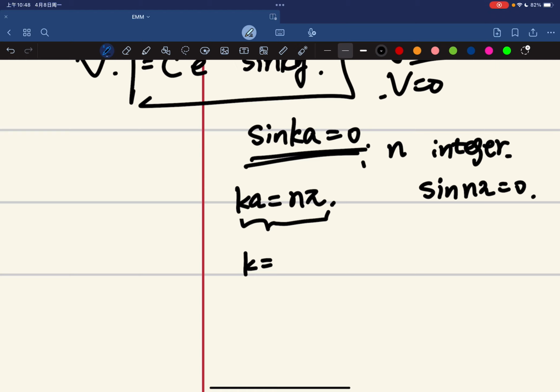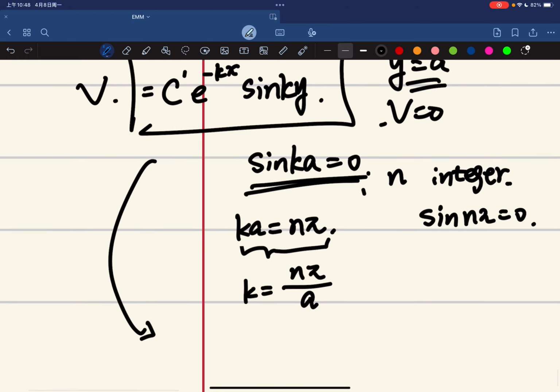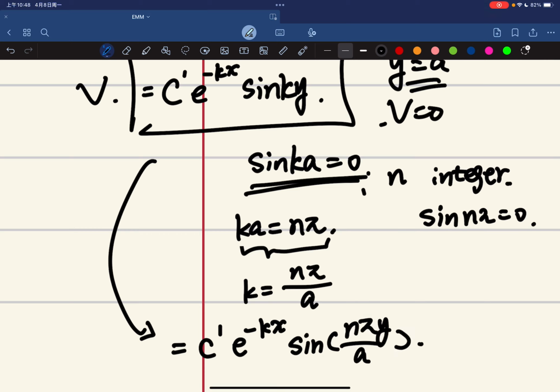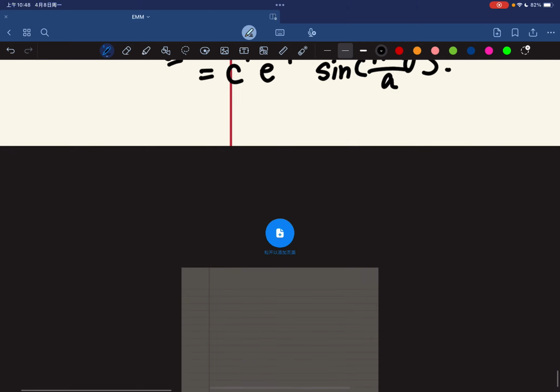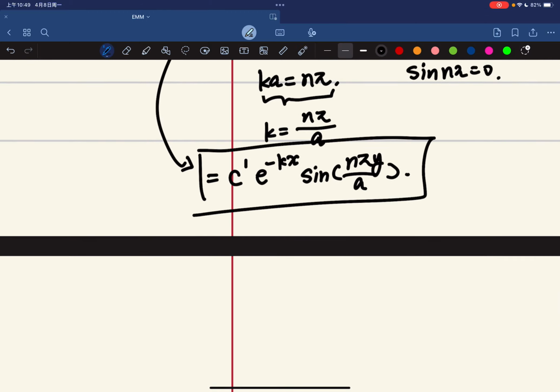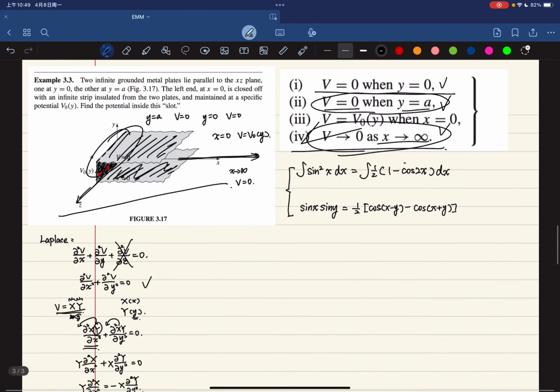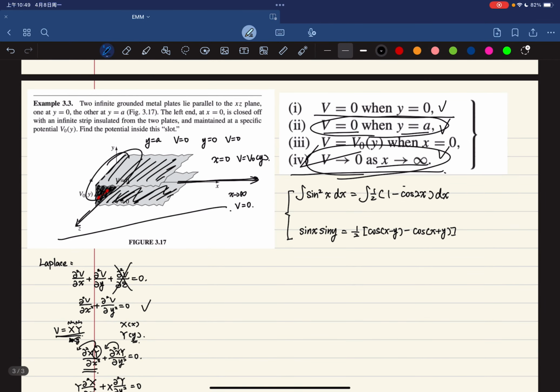Let's rearrange. What is k? K is n pi divided by a. So now this is what we have. Perfect. But from this point, it's very hard to move on, because let's see the third boundary condition.